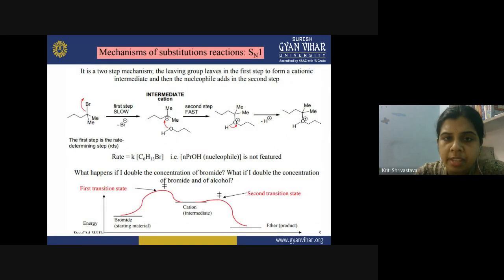It is a two-step mechanism, and the leaving group leaves in the first step to form a cationic intermediate, and then the nucleophile adds in the second step. This is the mechanism of the SN1 reaction, SN1 substitution, which is nucleophilic substitution of first order. So only one molecule is involved in the first step. So the molecularity is one and the order is also one.